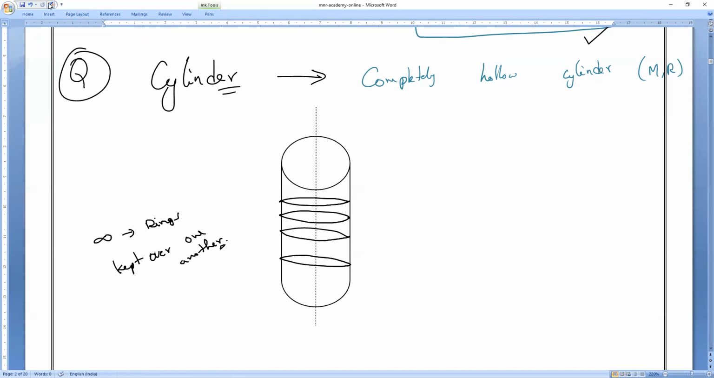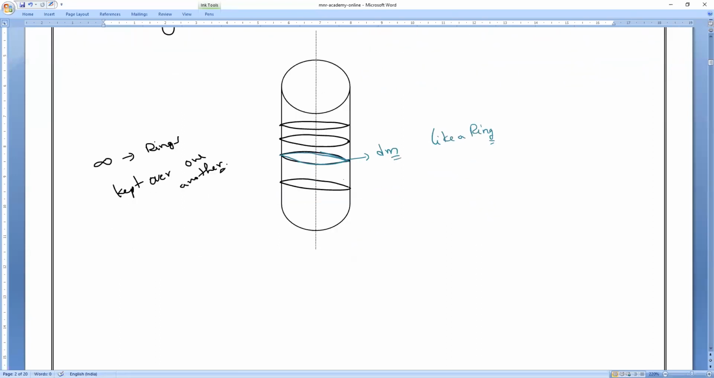Okay. So now I will take one ring. All of you observe. I am taking a small ring whose mass is dm. Can you tell me what is the moment of inertia of a ring? We all know that. The moment of inertia of a ring is MR square. Many rings are there, so if the mass is M, it is MR square. Here I am taking dm, a small mass, a small ring.